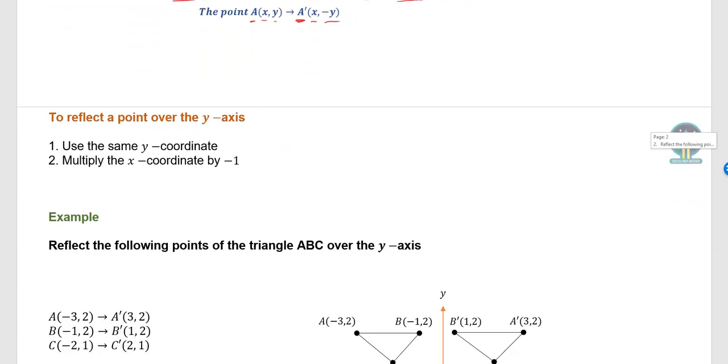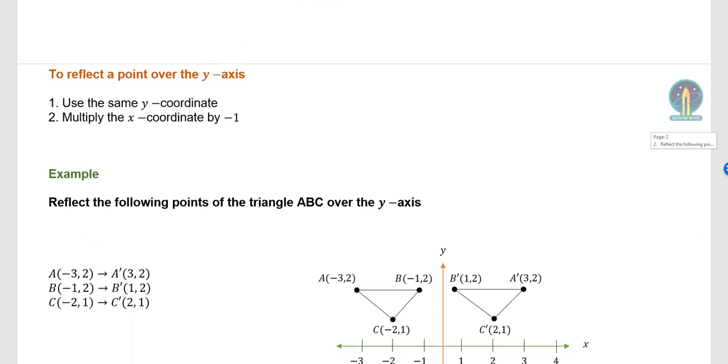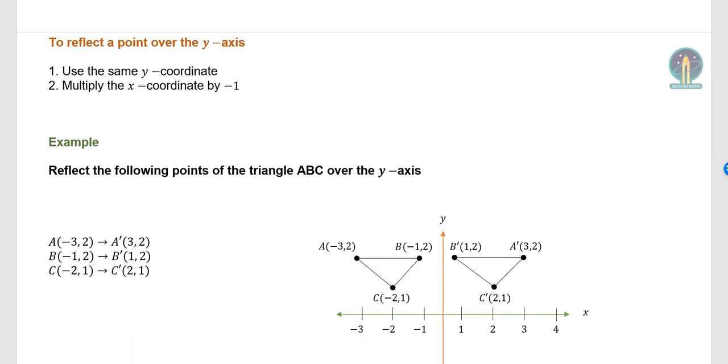Now, let's look at reflecting over the y-axis. So for the x-axis, like we said, we kept the x component, or the x-coordinate, the same for a point, and we multiplied the y-coordinate, or the y-component, by -1. For the y-axis, it's the exact opposite. So the y-coordinate remains the same for reflecting over the y-axis, right? The y-coordinate remains the same, but the x-coordinate is multiplied by -1.